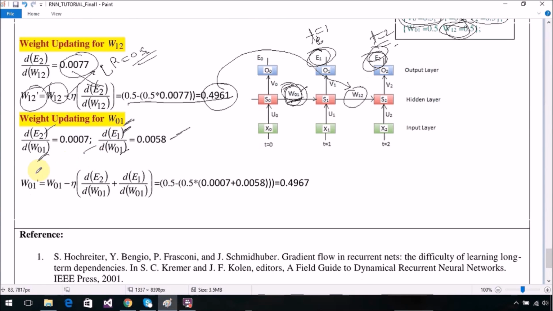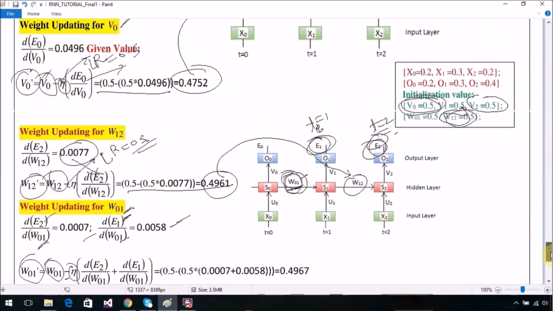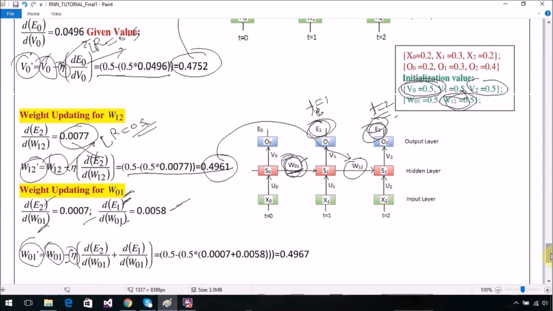So the new weight of W01 is equal to the old weight minus learning rate. The old weight of W01 is given as 0.5. So we put it here. We take the learning rate as 0.5. We take the sum of these two values, and then our calculated new weight for W01 is 0.4967.